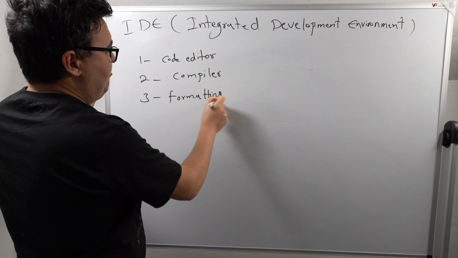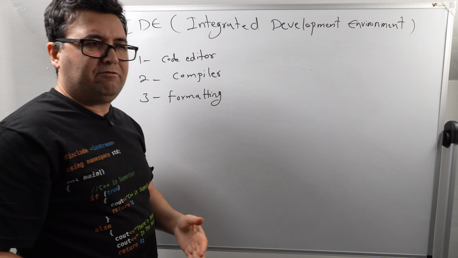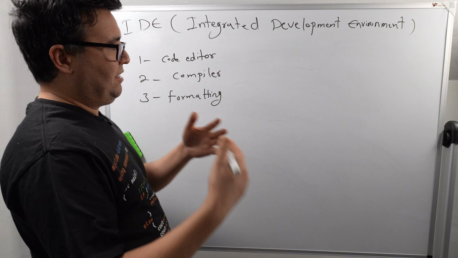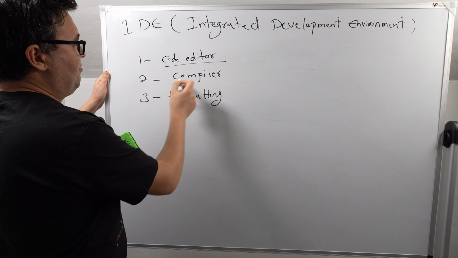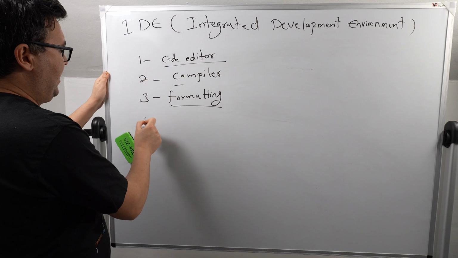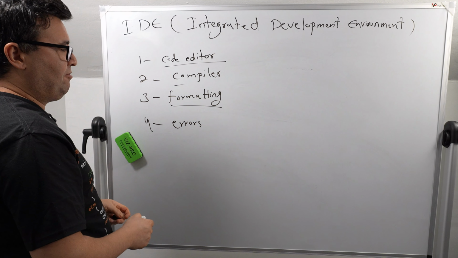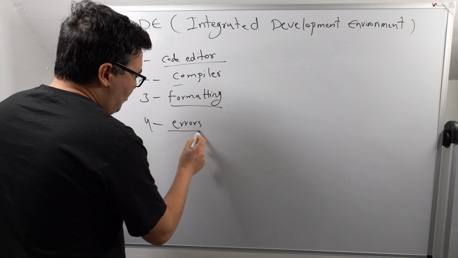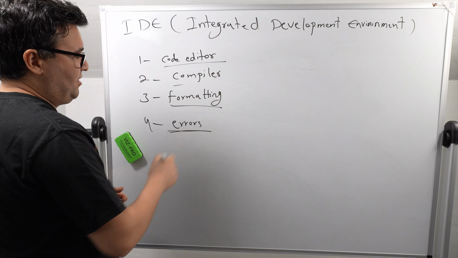It means if you define, the keywords will be in one color, the variable names in another color, the class name in another color. So we have a code editor, we have a compiler, we have formatting, and then it will also show the errors. If there is an error, you forgot a semicolon, under that line there will be an underline, and it tells you, hey, you forgot a semicolon here.